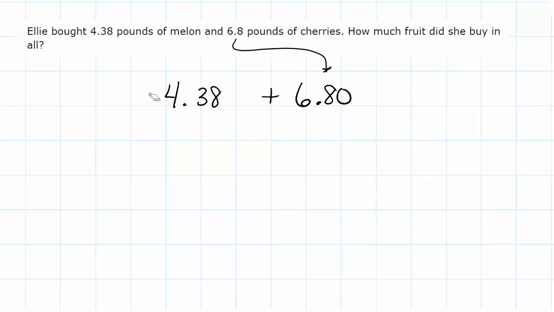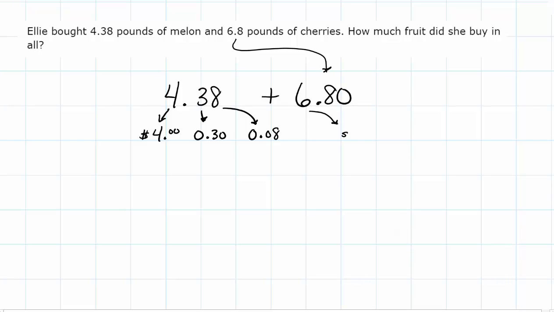And the first thing I'm going to do is break apart these numbers. I know I have $4. I know I have 30 cents. And I know I have 8 cents. On the other side of things, I know I have $6. And then I have a total of 80 cents. I don't have any pennies that go along with this. So right away, 4 and 6, that's going to give me $10. So I can put that together.